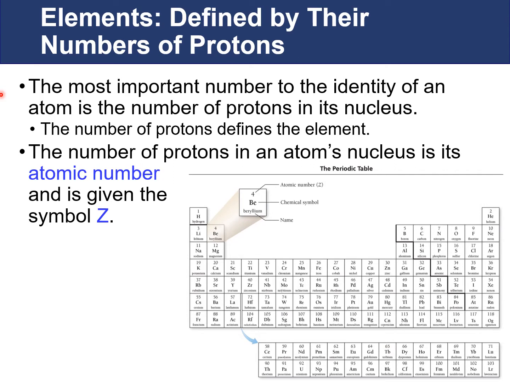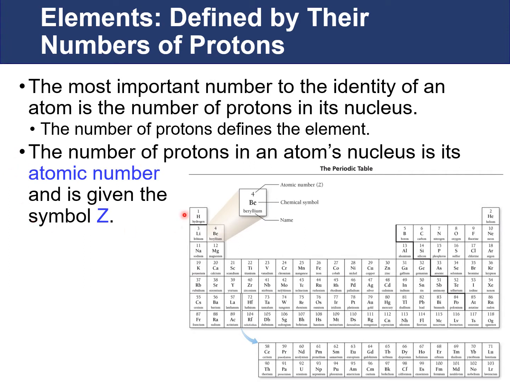Elements themselves are defined by the number of protons. The most important number to the identity of an atom is the number of protons in the nucleus. The number of protons defines the element that you will be working with. The number of protons in an atom's nucleus is its atomic number.